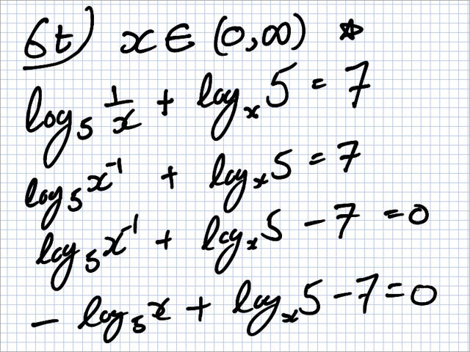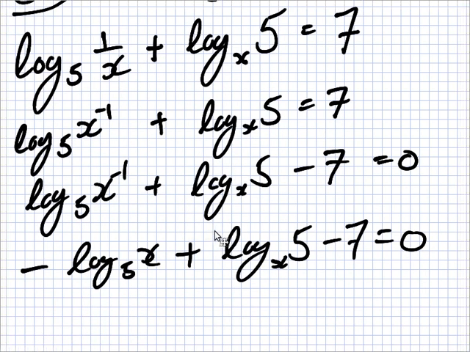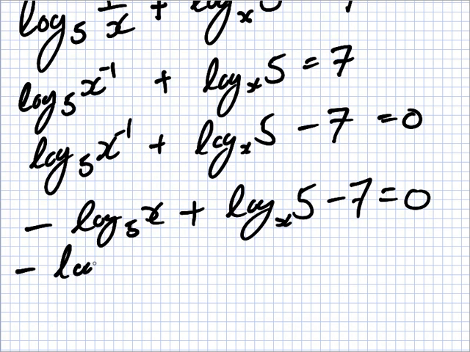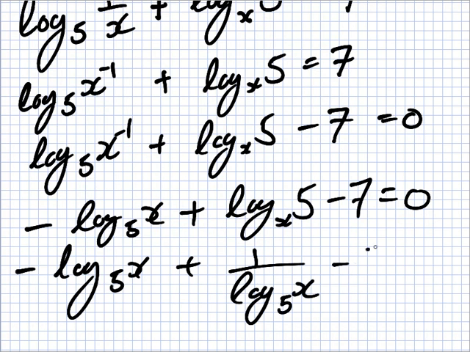We just need to swap them, don't we? Do we have a formula that lets us do the 1 over... Yeah, the 1 over 1. Yes, so we can change this into minus log 5x plus 1 over log 5x minus 7 equals 0.